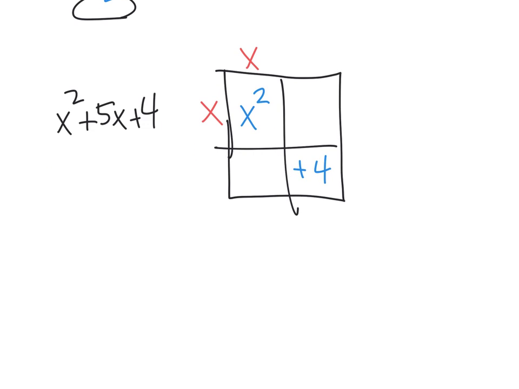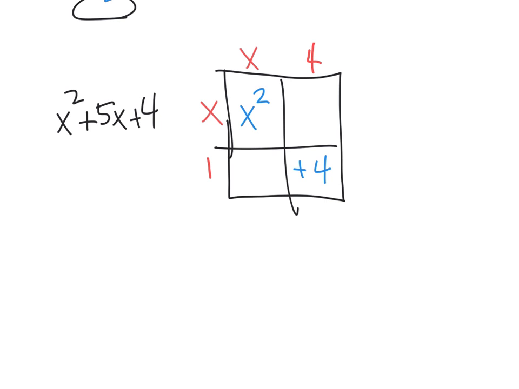You could do 2 times 2. If we do 2 times 2, sure enough, that gives us the 4 right here. But right here, that gives us 2x, and this gives us 2x. And when we add, we get 4x. But we didn't want 4x. We wanted 5x. So my option of 2 times 2 doesn't work. So I'm going to go backwards and try another choice. The other choice is 4 times 1.